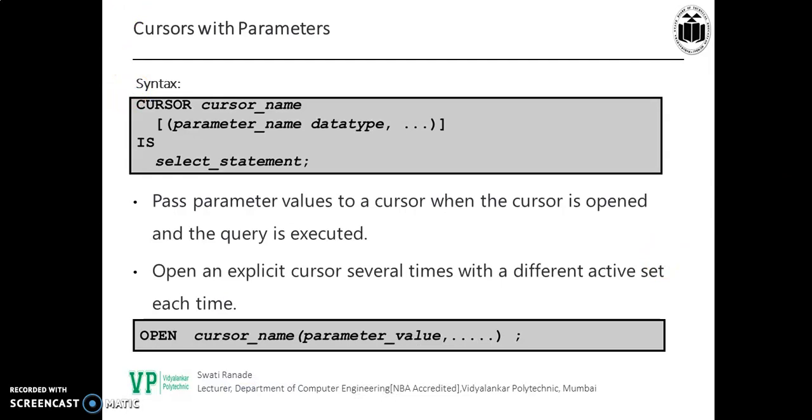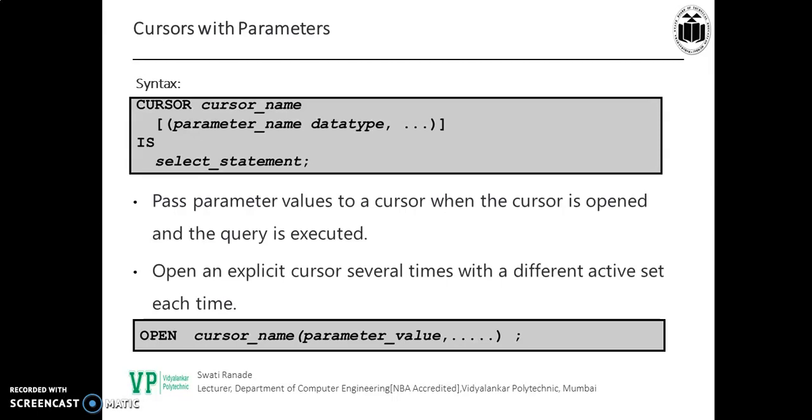So how to write such type of a cursor? In the syntax you can see cursor, then cursor name, and in a bracket we need to provide parameter along with data type. Then is and then select statement. So the select statement is nothing but the active set for which we are declaring the cursor. So we can pass parameter values to a cursor when the cursor is open and the query is executed, and open an explicit cursor several times with a different active set each time.